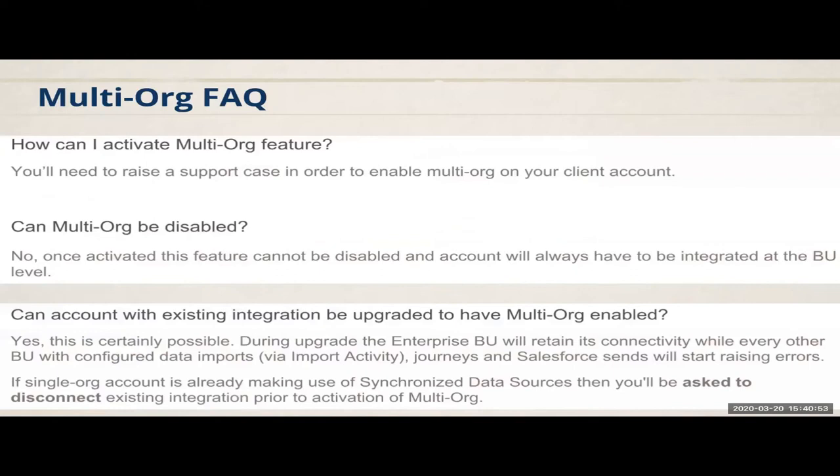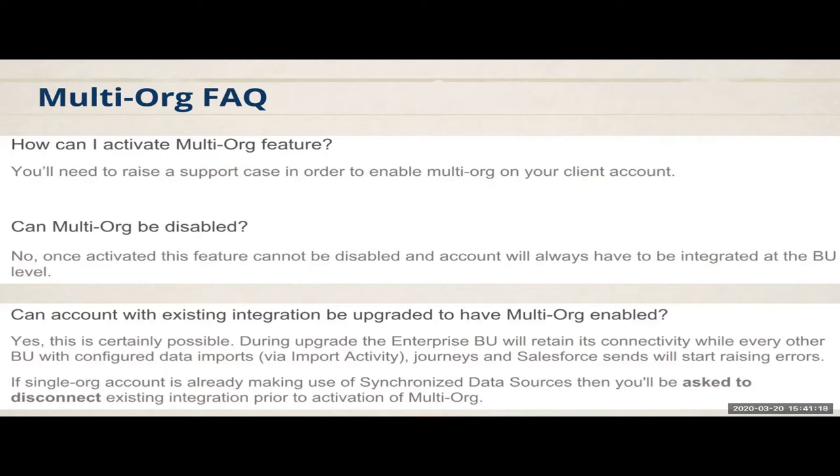So, multi-org. Some questions that people usually ask is, how can I activate it? Like I said, it doesn't come by default. You have to raise a case with the support team, and once you enable it, you cannot disable it. As strategy consultants, when you go in for any engagement, if somebody asks whether we can do it, you can say you can do it, but then don't come back and say that you need to go back to the old structure.